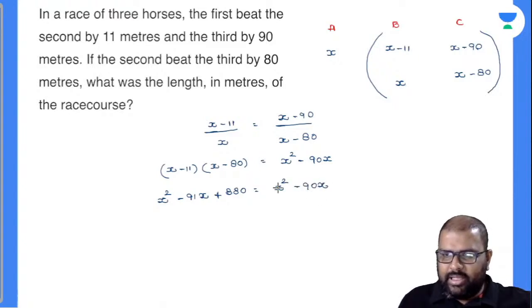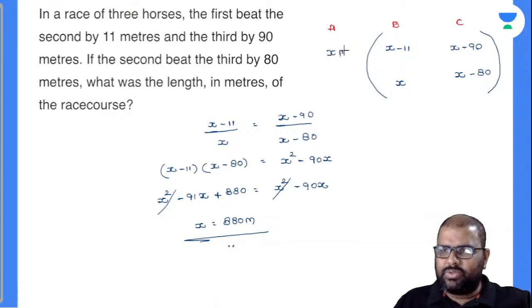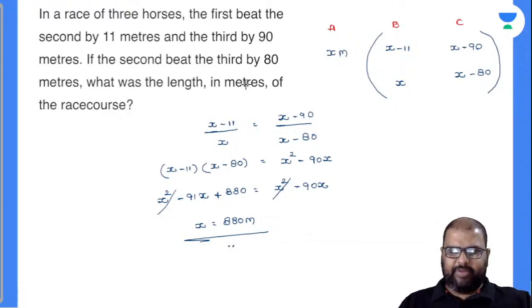So finally, X square gets cancelled off. 91X will go to the other side, which will become X. X is equal to how much? 880 meters. This is your answer. Of course, we took everything in meters. This is your answer. Perfectly done.